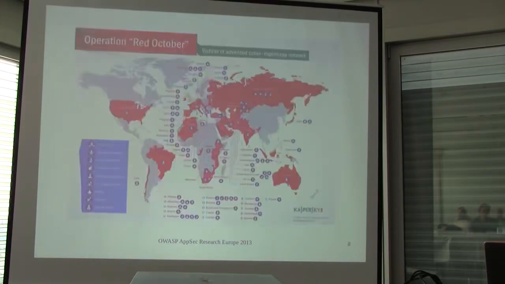Another one is Red October. Red October is not just a single targeted attack, it's an operation that was ongoing for more than 3 years and was targeting government organizations, diplomatic organizations, embassies, and research institutions all around the globe. So these are all examples of targeted attacks, attacks that focus on a specific industry or a specific target, and the main interest is usually espionage.